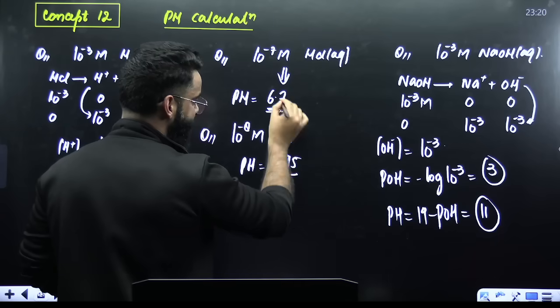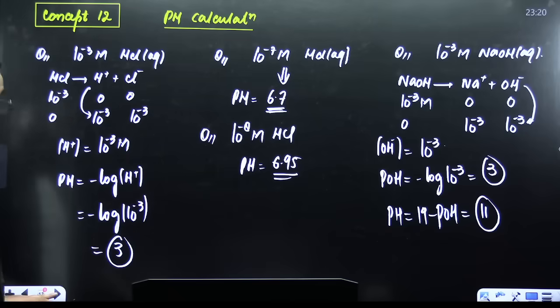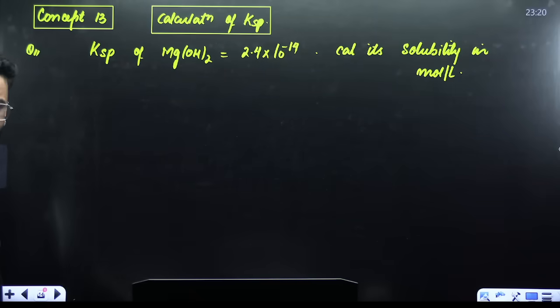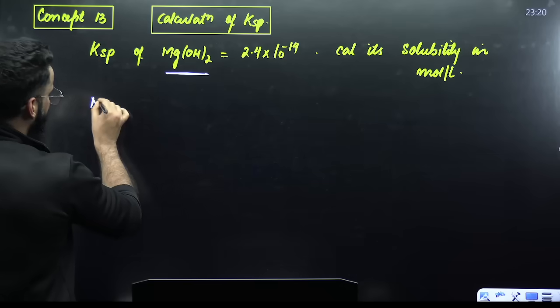It will be 6.95. These two values I want you guys to remember directly. Okay. Moving on to the next concept, that is calculation of KSP. How do we calculate the KSP? My dear students, you have got Mg(OH)2.